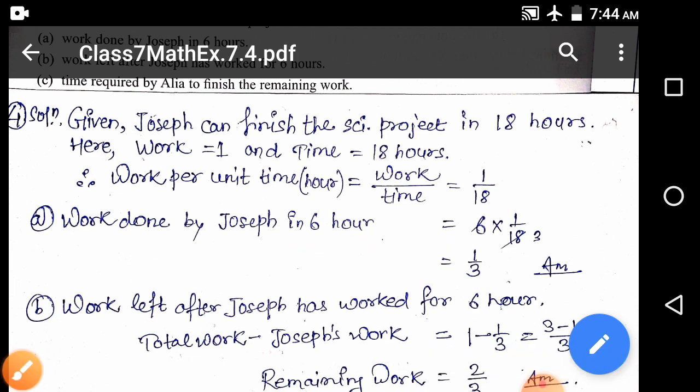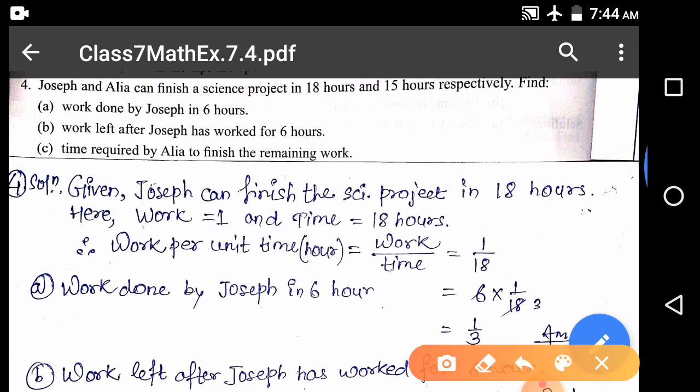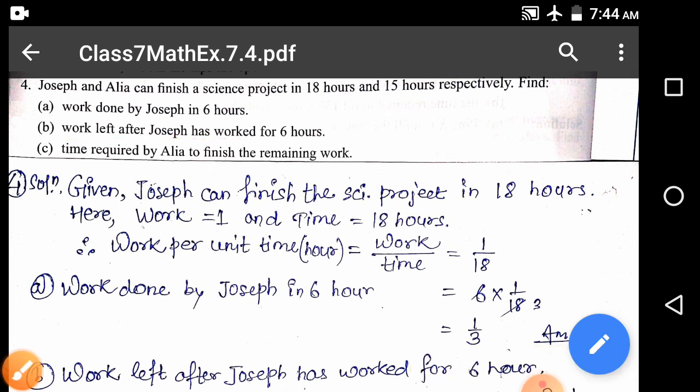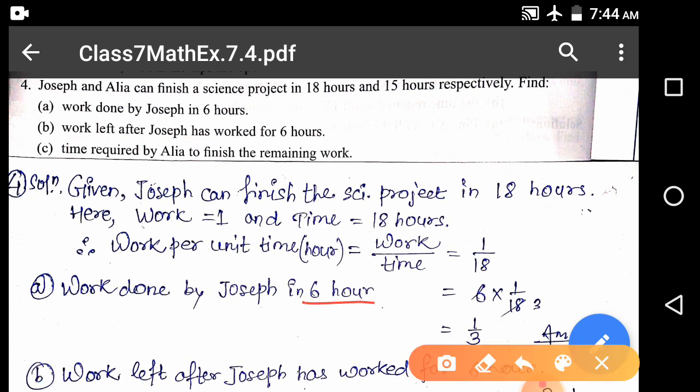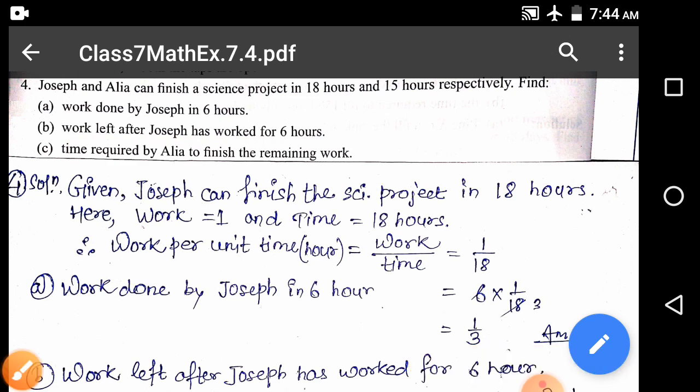Now go to the next bit. In bit B, we have to find the remaining work, that means the work left after Joseph has worked for 6 hours. The total part of work is 1. If Joseph worked for 6 hours, then some part of work is completed, which means some part of work is left. Let's see how.